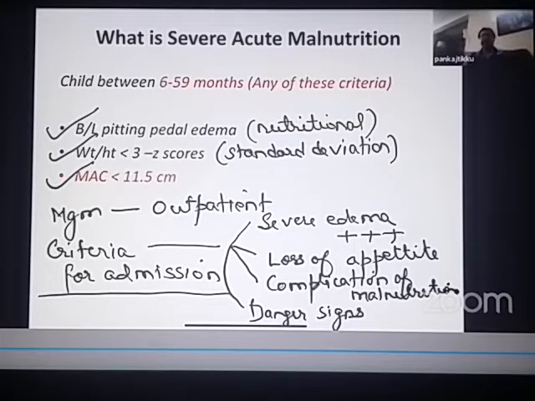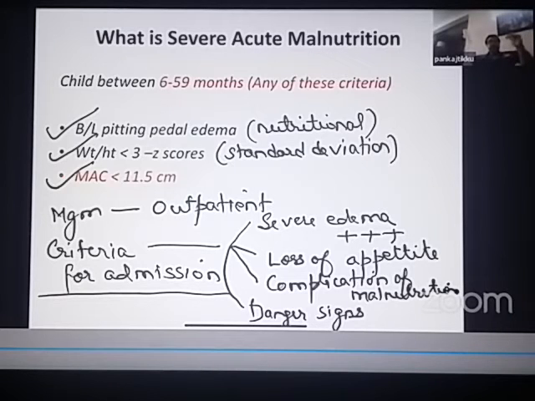So just quickly repeating, severe acute malnutrition is usually in a child between 6 to 59 months of age who has one out of these 3 criteria. So what are the criteria for the definition of severe acute malnutrition? Bilateral pitting edema, which is nutritional in origin, weight for height less than 3 Z scores, and a mid-arm circumference which is less than 11.5 centimeter. Any of these 3 criteria present, the child will be called as having severe acute malnutrition.